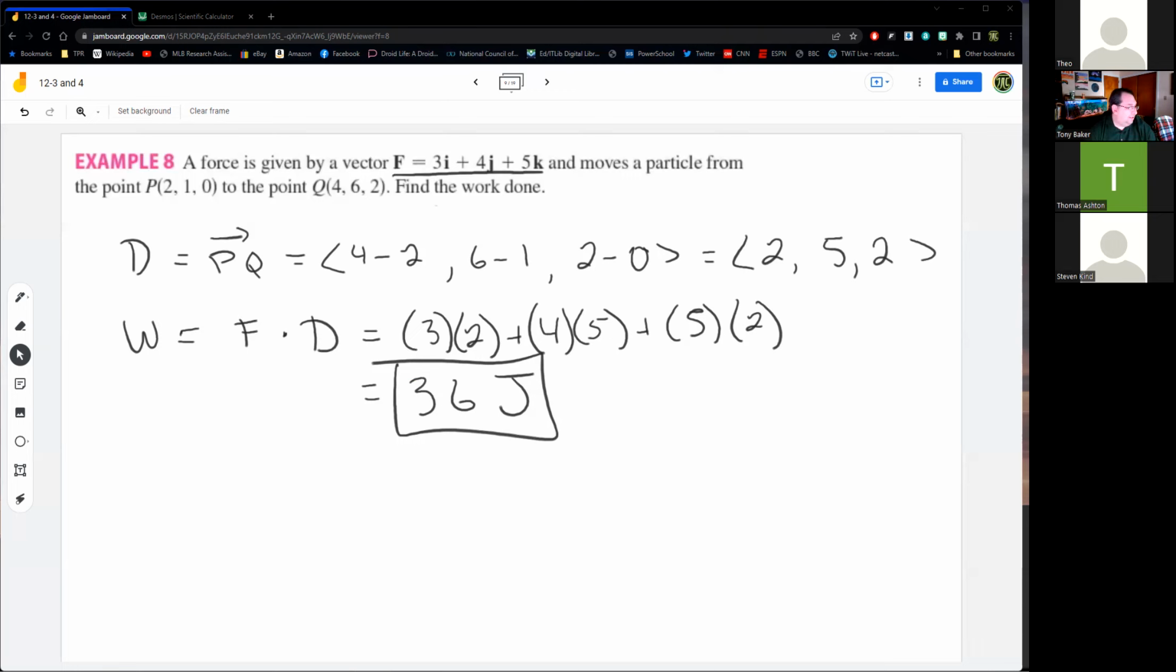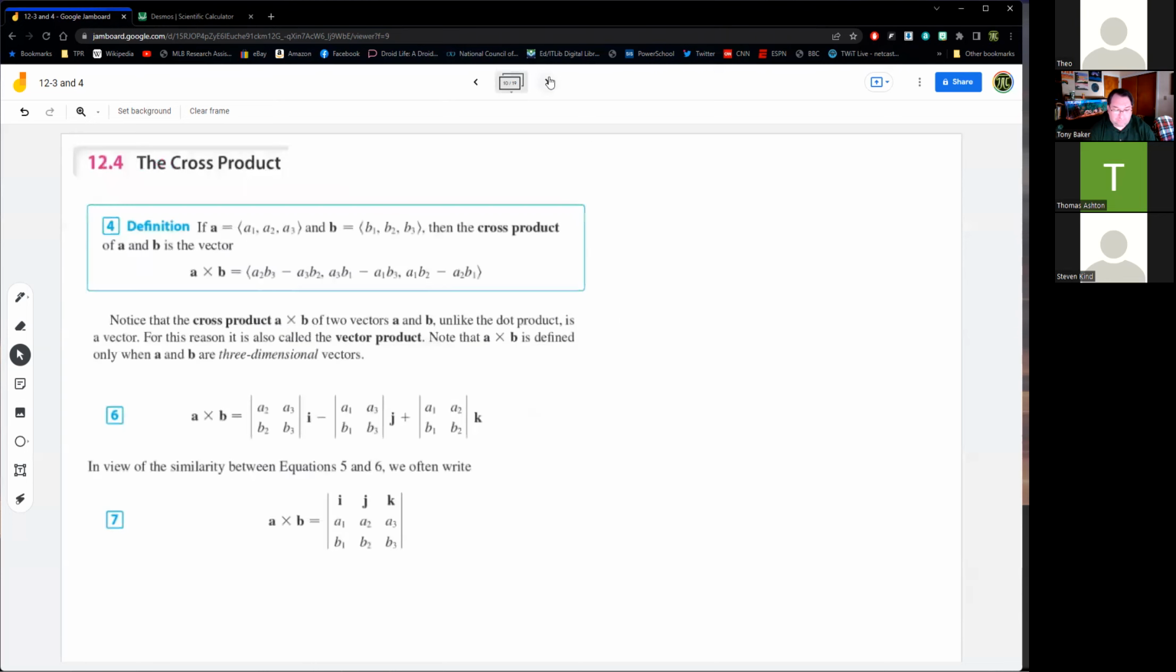All right. So that's the dot product. Now we're going to look at the cross product. All right. So this is what the cross product is. The cross product actually is going to give me a vector. So the dot product gave me a specific value. The cross product is going to give me a vector product.